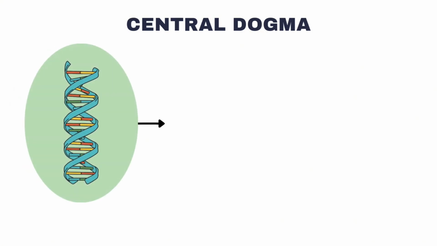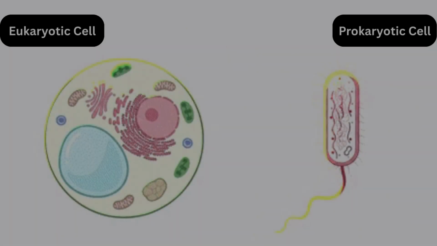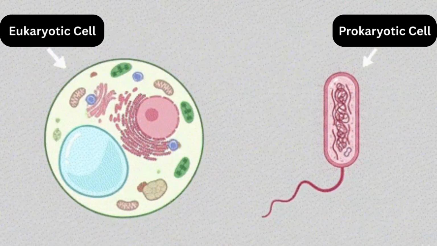Transcription is part of the central dogma of molecular biology. It states that genetic information flows in one direction only, from DNA to RNA through the process of transcription, and RNA to protein through the process of translation. The process of transcription differs between prokaryotic and eukaryotic cells.